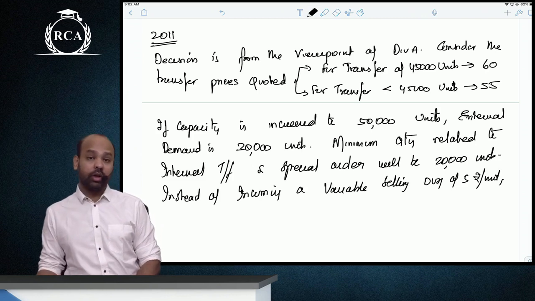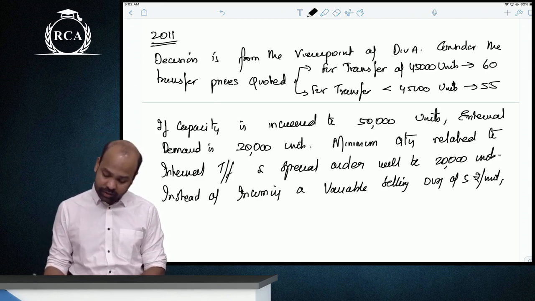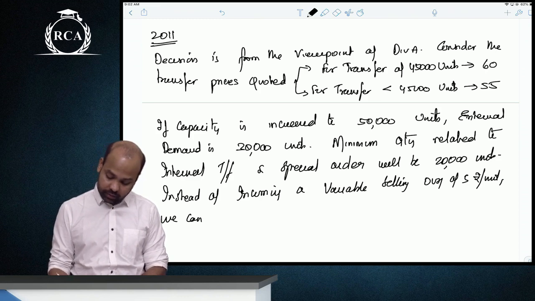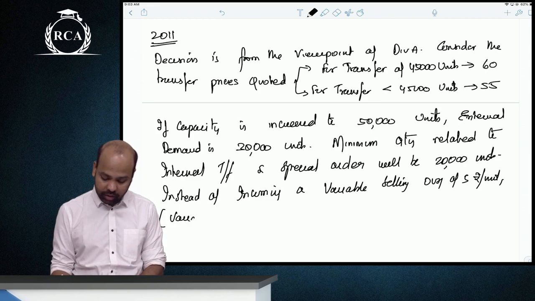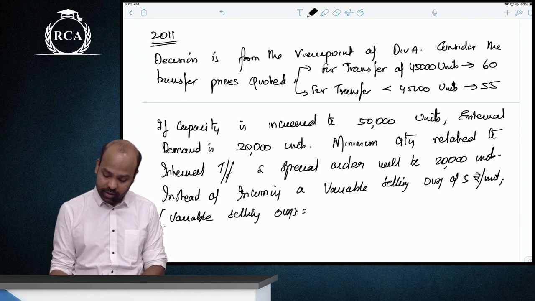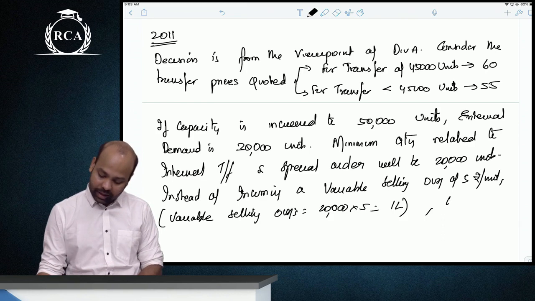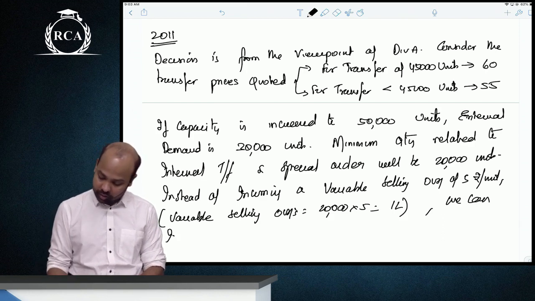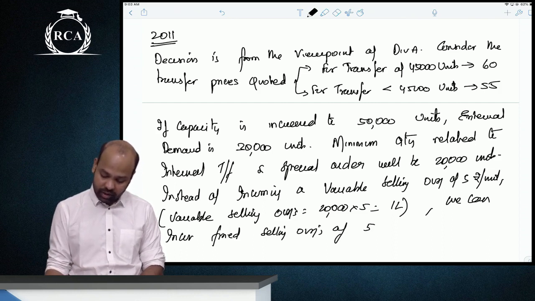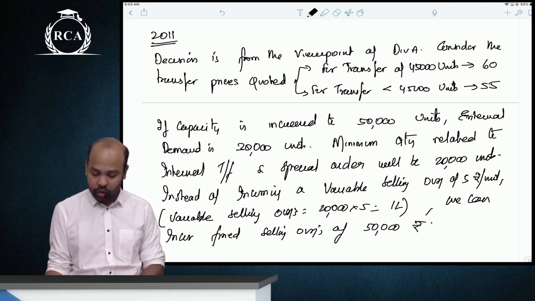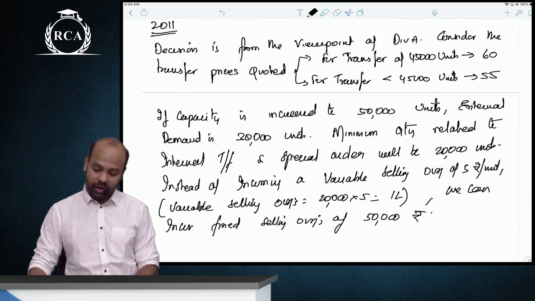5 rupees per unit, guys. Instead of incurring a variable selling overhead of 5 rupees per unit, your variable selling overheads would be 20,000 units into 5 rupees, 1 lakh rupees. We can incur fixed selling overheads of 50,000 rupees instead. So instead of incurring that variable selling overhead of 5 rupees per unit, you can always incur this.